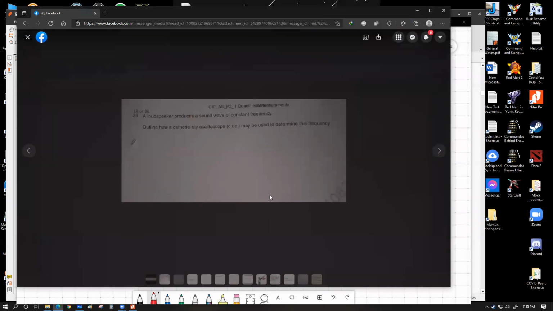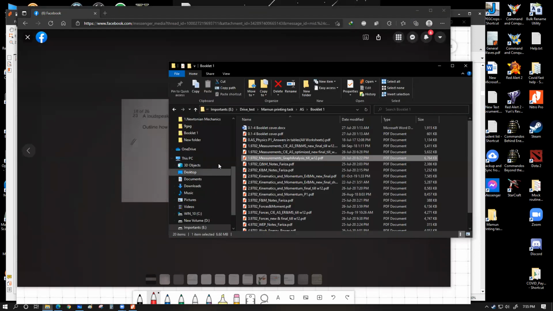Next problem that we have is this one. A loudspeaker produces a sound wave of constant frequency. Outline how a cathode ray oscilloscope may be used to determine this frequency. Okay, this is measurement quantities. Question number 23, paper 2. Look at it.